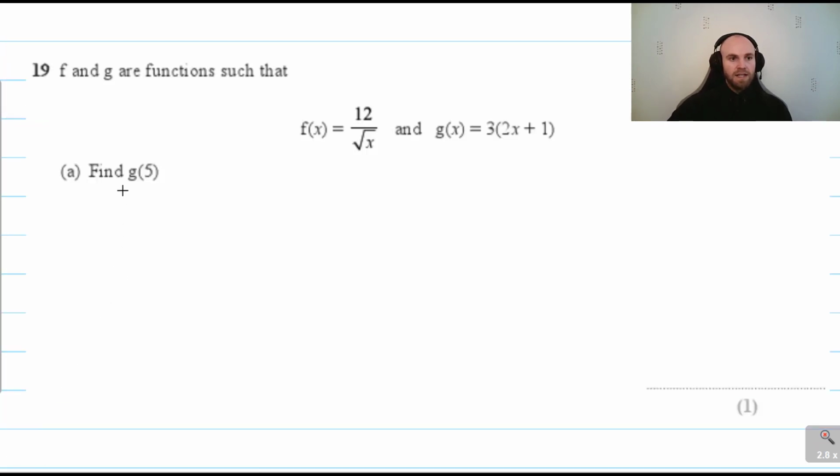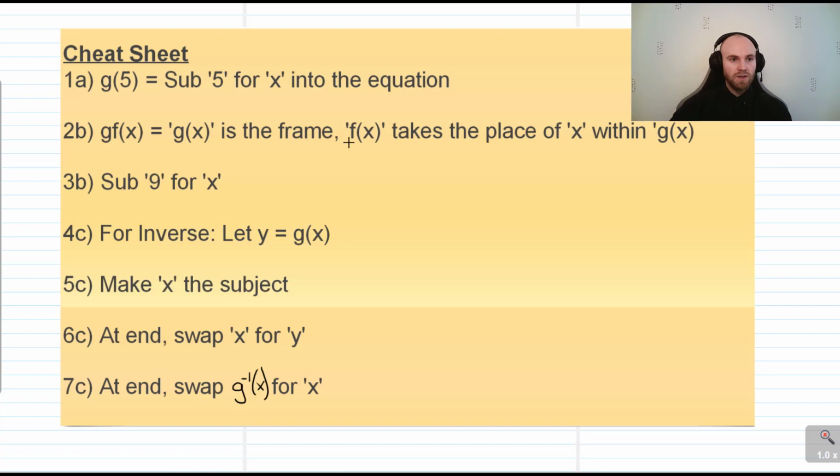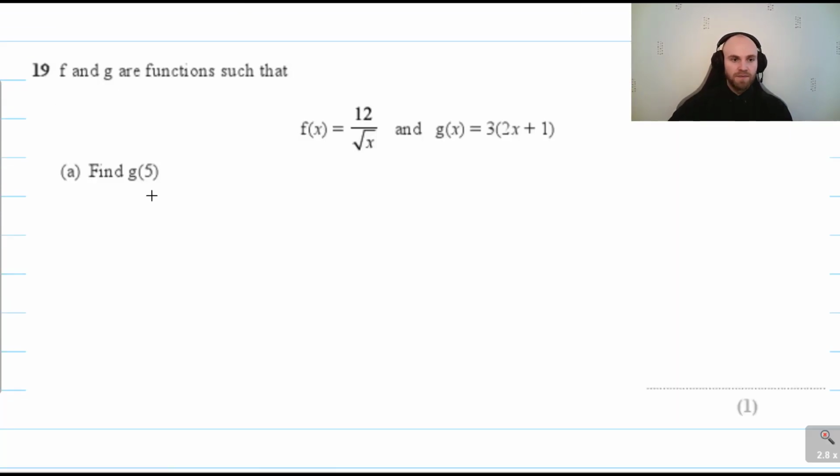Okay, so question 19. f and g are functions such that f of x equals 12 over root x, and g of x equals 3, and then in brackets multiplied by 2x plus 1. Find g of 5. Okay, so we're going to substitute, actually no, let's go to the cheat sheet. I'm just going to look at this one now, this number 1. We're going to sub 5 for x into the equation and just work it out.